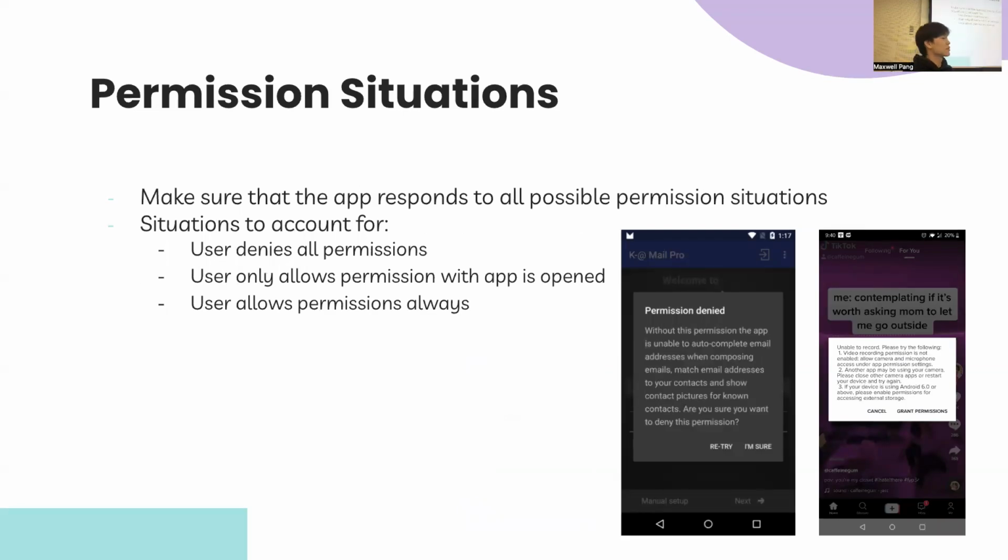We want to place a special emphasis on permission situations. We want to make sure that we account for all situations, including when the user denies all of our permissions, right? We don't want to just have an app that crashes. We want to make sure that we can still provide whatever functionality we can. Even if we can't provide any, we should probably provide a screen that describes why we can't and also gives them a chance to retry allowing these permissions, right? So we need situations for when they deny all permissions, when they only allow permissions when the app is opened, and also when they always allow permissions, which is the obvious one, because I think that's what people usually do.